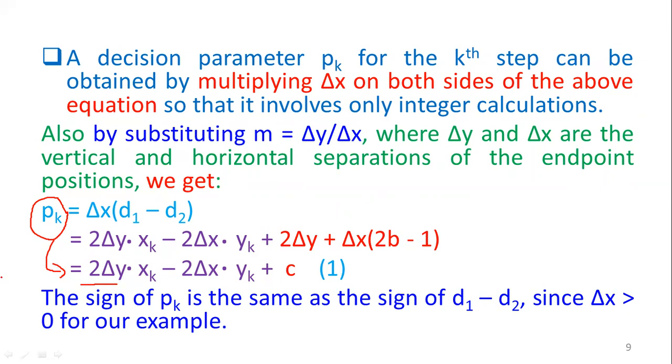I'll repeat once again. What is pk? Pk is 2 delta y into xk minus 2 delta x into yk plus c. Then what will be pk plus 1? Instead of k, you substitute k plus 1. So pk plus 1 will be equal to 2 delta y into xk plus 1 minus 2 delta x into yk plus 1 plus c.